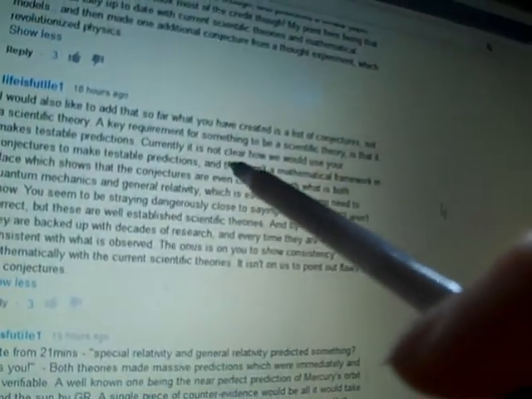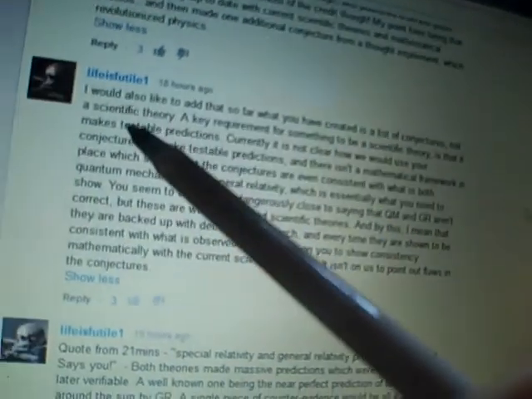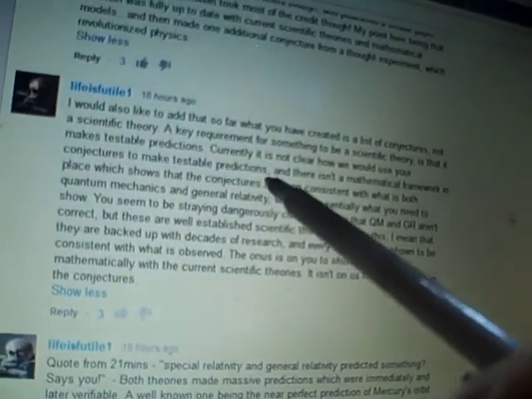So I'll come up with a list of predictions, because there are some things I can predict. I'll predict that you're never going the speed of light, and I'll predict you're never even going close to the speed of light. A key requirement, okay: currently it is not clear how we would use your conjectures to make testable predictions. Well, like I said, I'm saying there's absolute momentum, there's absolute inertia in space, and that we should be able to detect that absoluteness.